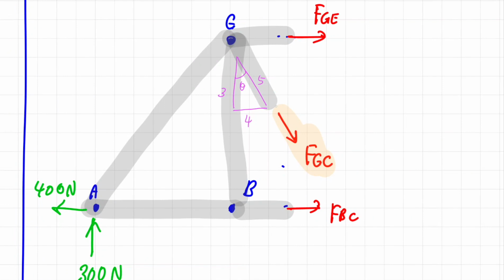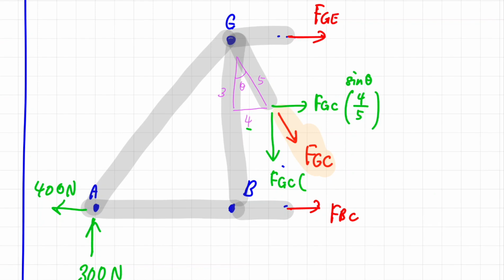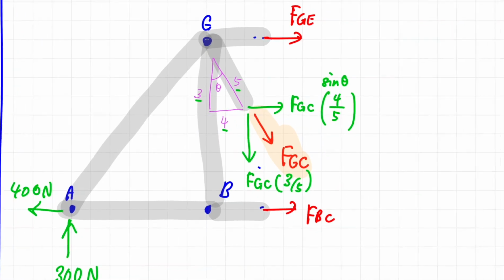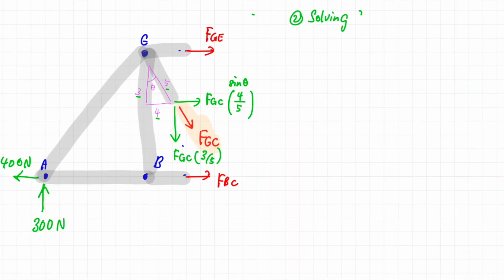The next step is for us to resolve this FGC into an equivalent X and Y direction. So in the X direction, it will become FGC multiplied with 4 over 5. Why 4 over 5? Because this 4 over 5 is the sine theta of this particular member. Okay, so again, accordingly, if I were to resolve this into the Y direction, it becomes FGC times cos theta. Cos is adjacent over hypotenuse. The adjacent of the theta is 3 and the hypotenuse is 5. Okay, now we can apply the analysis process to solve for the internal forces.